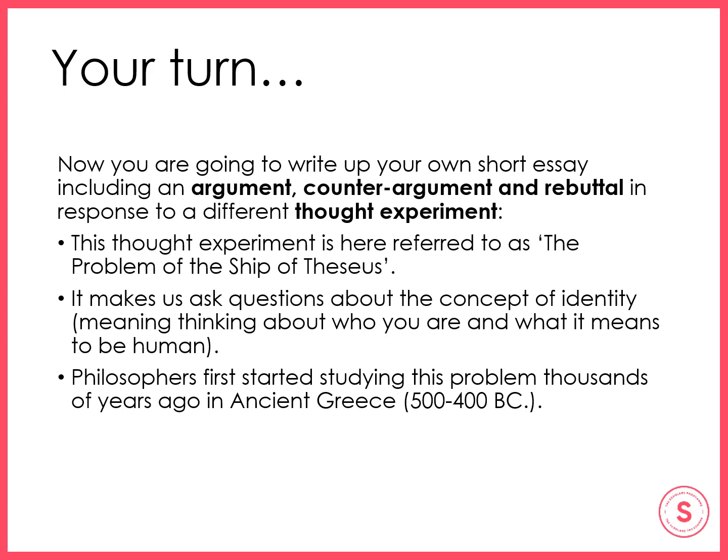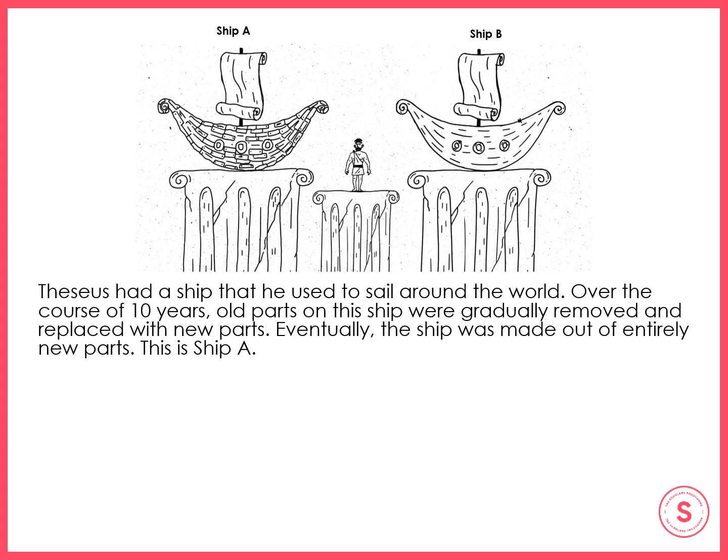Philosophers first started studying this problem thousands of years ago in ancient Greece. For this thought experiment, I want you to imagine that there was a man called Theseus who had a ship that he used to sail around the world. Over the course of 10 years, old parts on this ship were gradually removed and replaced with new parts, until eventually the ship was made out of entirely new parts.